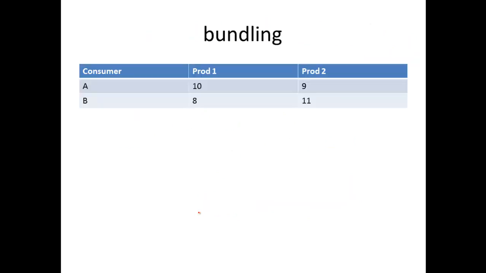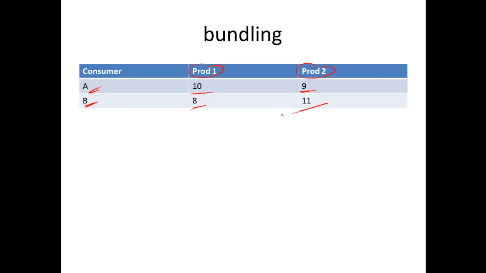All right, let's talk a little bit about bundling. So here's a bundling problem where we have two consumers, kind of generically named consumer A and consumer B. We have two products, also pretty generically named, product 1 and product 2. Consumer A has a maximum willingness to pay for product 1 of 10 and a maximum willingness to pay for product 2 of 9. Consumer B has a maximum willingness to pay for product 1 of 8 and a maximum willingness to pay for product 2 of 9.